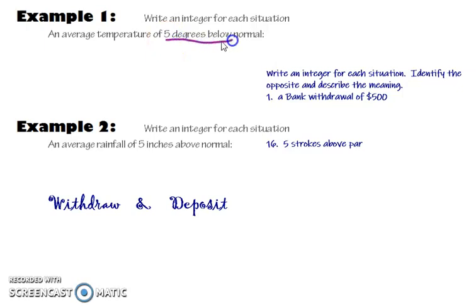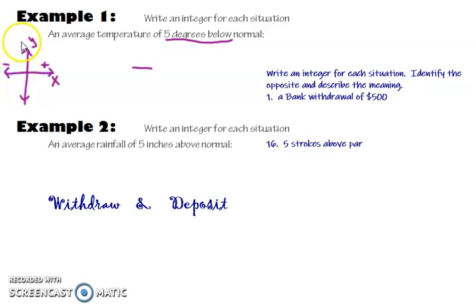5 degrees below. So it's an integer, so we got below, so it's negative. Just think about your x and y axis. Okay, we've got these values here. Here's our y-axis, and here's our x. If you go to the right, you've always got positive values. If you go to the left, you've got negative values.